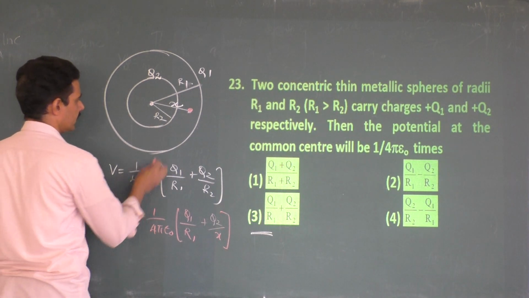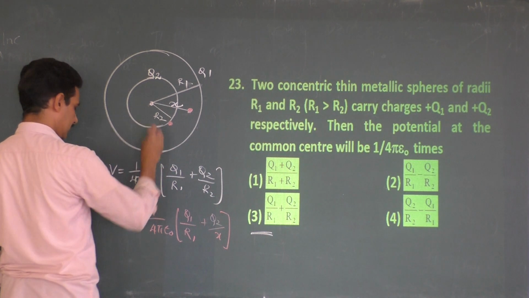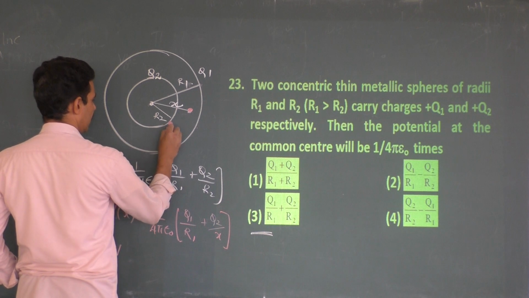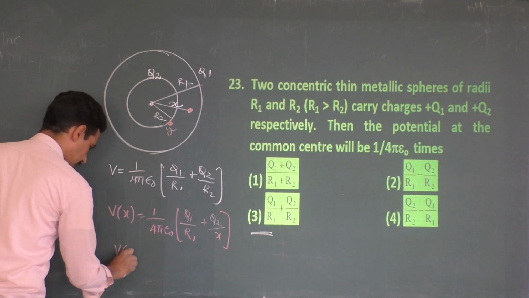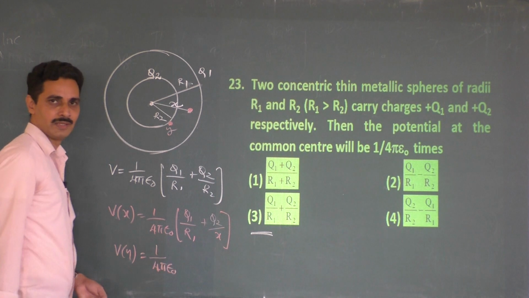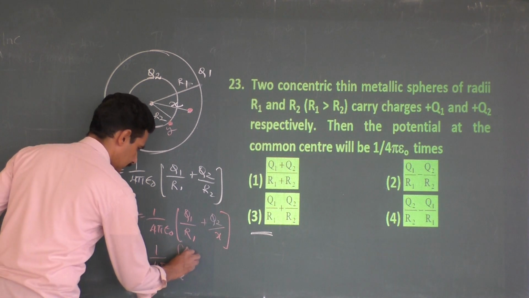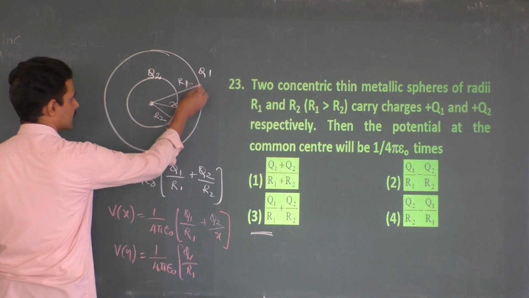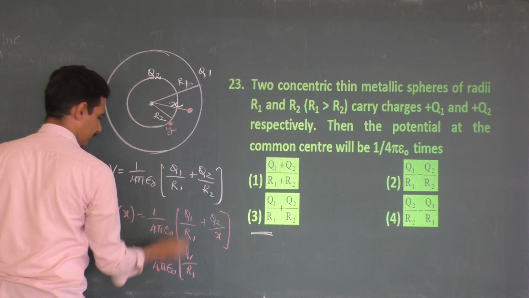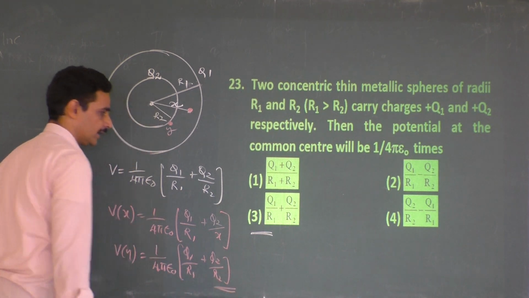Suppose you are asked to find the potential on the surface of the inner sphere. I will name this point y. Then the potential at y is 1 by 4 pi epsilon naught times q1 divided by r1, because for this sphere it is an inside point, plus q2 by r2, because for this sphere it is on the surface. Hope you can see this. So like this it keeps on going.